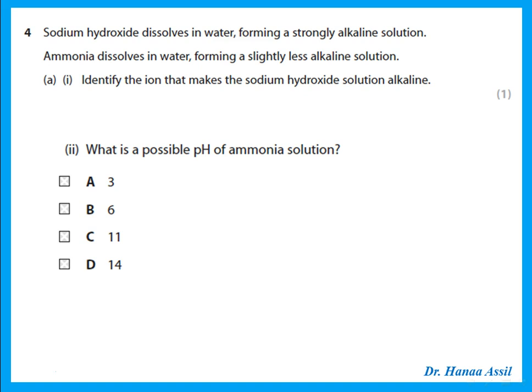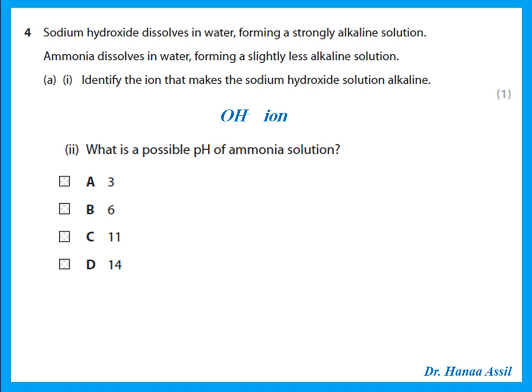Sodium hydroxide dissolves in water, forming a strongly alkaline solution. Ammonia dissolves in water, forming a slightly less alkaline solution. Identify the ion that makes the sodium hydroxide solution alkaline. When we say that a solution is alkaline, that is because it has what? It has hydroxide ions, OH minus. That is an OH minus ion, hydroxide ion.